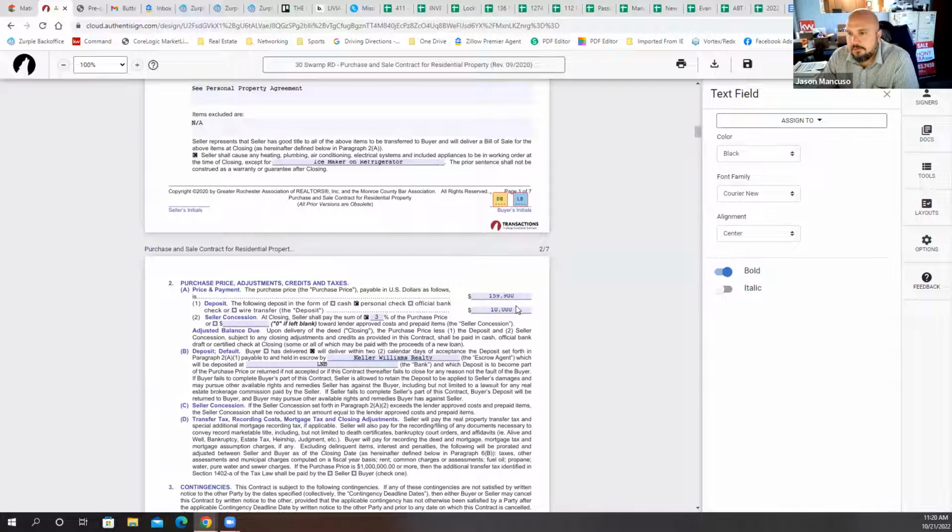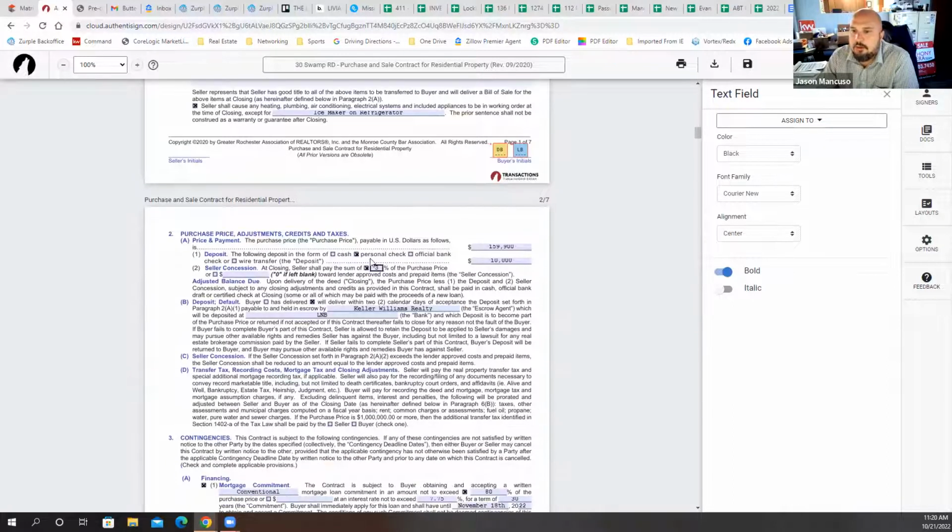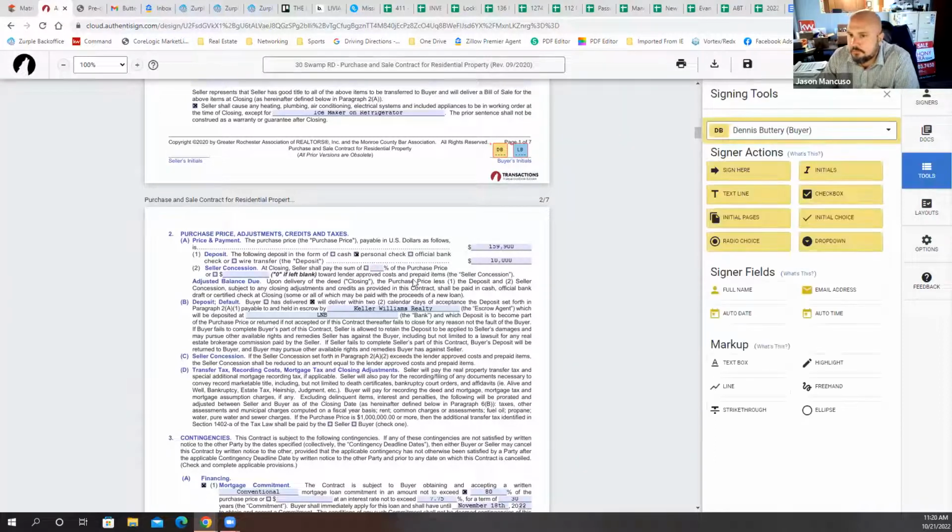$159,900 is the initial offer price. $10,000, we talked about the concessions. I'm going to remove that just because we're still in a market where it's not really a thing. And especially we're doing an escalation. We're trying to be competitive.